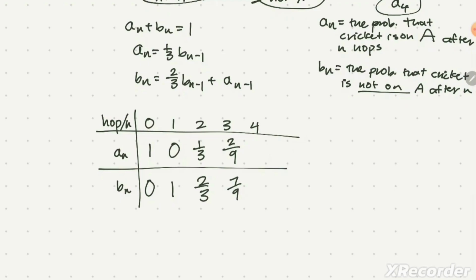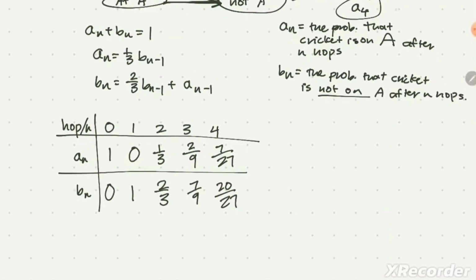Finally, we find from the same logic that A4 would be 7/27, and we can still find B4 even though it's not necessary. It would be 20/27. And again, remember, we're simply looking for A4, so our answer is just 7/27.